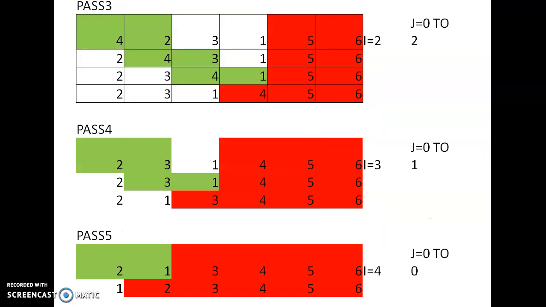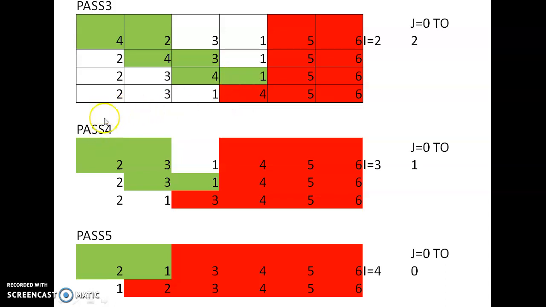Similarly, I am implementing the third pass. In the third pass, the same process is repeated. 4 is compared with 2, because 4 is greater than 2, we are swapping 4 and 2, it becomes 2, 4. Next 4 and 3 are compared. 4 is greater than 3, so it is swapped. Next 4 is compared with 1, because 4 is greater than 1, it is swapped. So 4 came to its position.